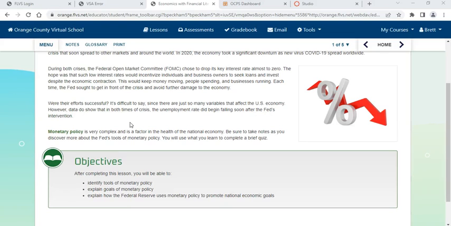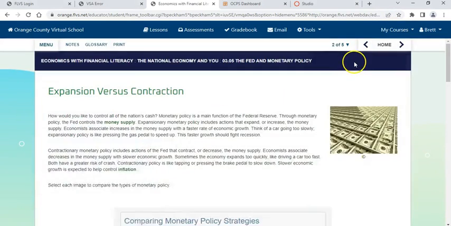So the objective in this lesson is to make sure that you understand the three tools of monetary policy and the goals of that monetary policy, and then to be able to explain how the Federal Reserve uses monetary policy to promote their national economic goals. Remember, those economic goals were low unemployment, around 4% or so, and low stable prices with a 2% inflation rate. So let's go ahead and jump into it.